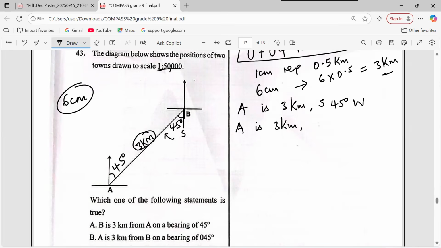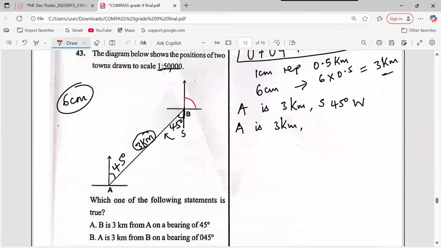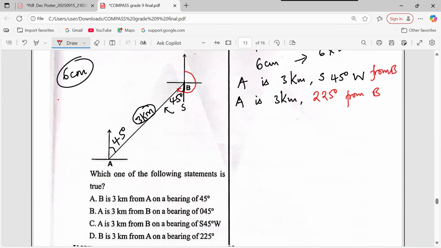Again, A is 3 kilometers. Then this bearing can be stated as true bearing, which must be measured from the north and strictly in the clockwise direction. So true bearing should be the angle from the north all the way like that. So this is 180 plus 45, giving us 225 degrees from B. That is the identity of A with reference to B.